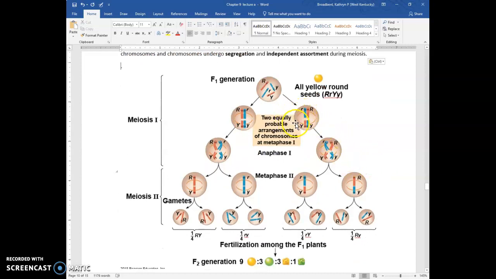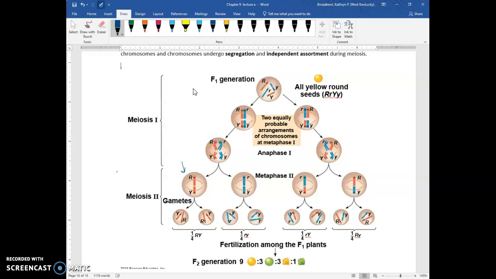And here we have an equal probability that in meiosis 1, the two genes that are dominant will end up in the same cell. So they end up down here. We've got a capital R and a capital Y, so we've got the two dominants together, and over here we have the two recessives together. The small r will be the wrinkled and the small y the green.